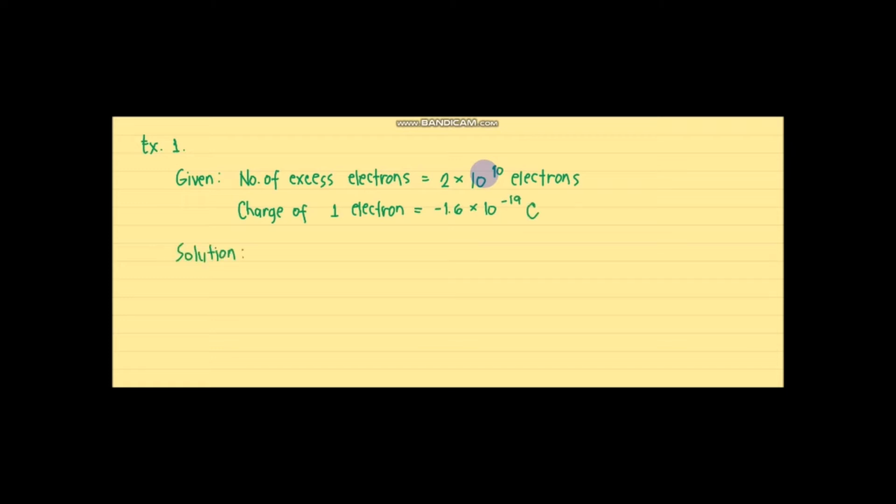A negatively charged object has excess electrons. If the object has 2 times 10 to the 10th excess electrons, what is the charge of the object? So you're given the number of excess electrons and then the charge of 1 electron. For you to be able to get the charge of the object, you just have to multiply the number of excess electrons and the charge of 1 electron. So doing such, it will give you an answer of negative 3.2 times 10 to negative 9 Coulomb.